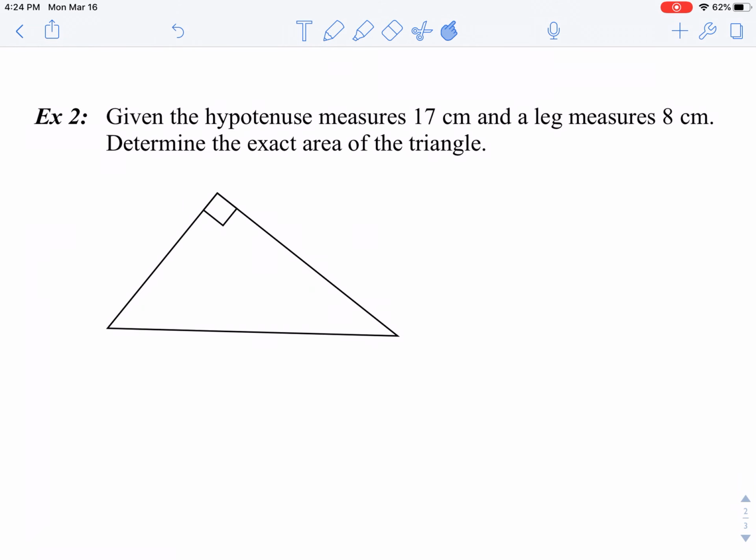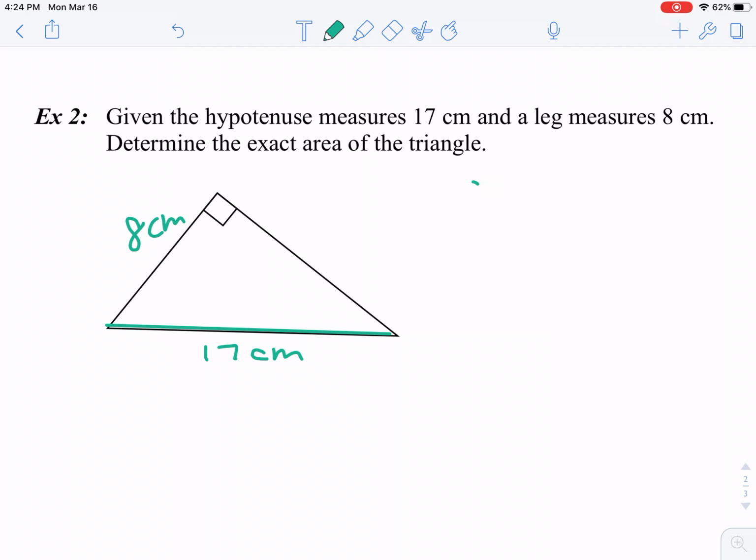This one says the hypotenuse measures 17 centimeters. So that's this side right here. And a leg measures 8 centimeters. And we don't know which leg it is, but for the sake of the drawing, I'm going to go ahead and label one of my legs. And we want to determine the exact area of our triangle.